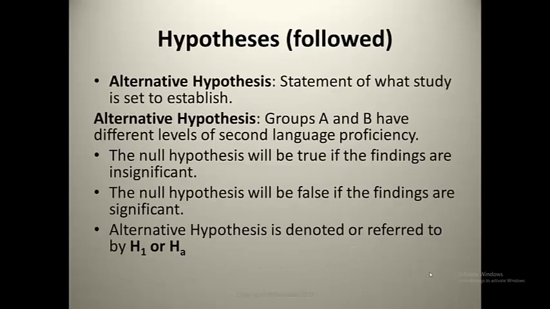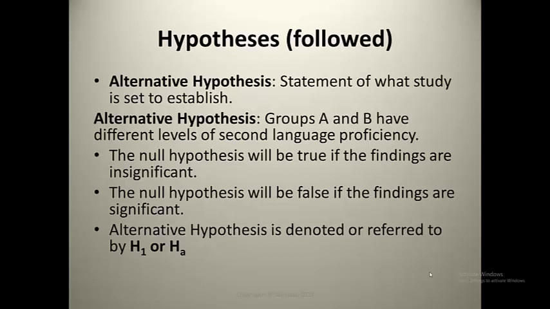Other types of hypotheses we are dealing with: we covered the null hypothesis, and now we refer to the other type, which is the alternative hypothesis. This is the statement of what the study is set to establish. For example, from TESOL and second language acquisition, groups A and B have different levels of second language proficiency. So the null hypothesis will be true if the findings are insignificant. The null hypothesis will be false if the findings are significant.